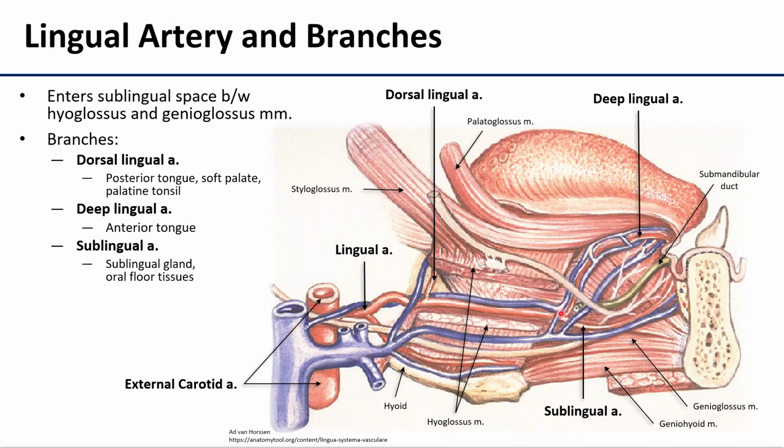And as it approaches this anterior part of the sublingual space, it's going to split into two branches. The deep lingual artery, which is kind of confusing because it's the more superior of the two, is going to pass more superiorly along the deep surface of the tongue. And the sublingual artery will stay deeper within the sublingual space and supply the sublingual gland and other tissues that make up the oral floor.